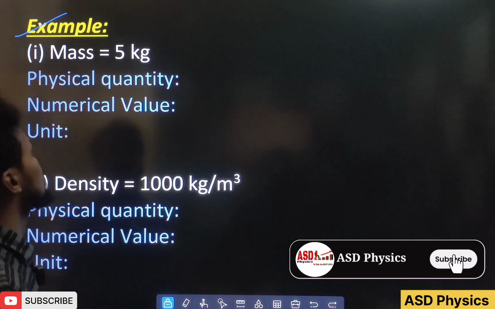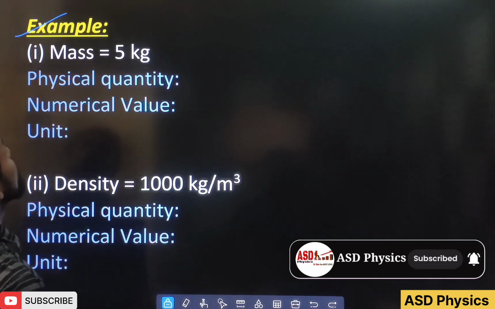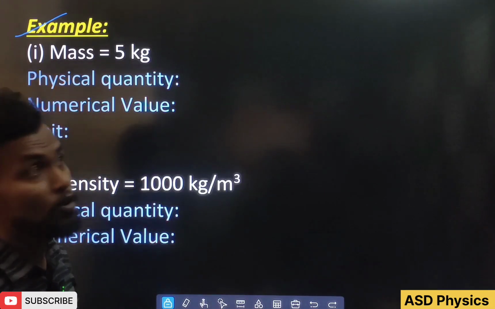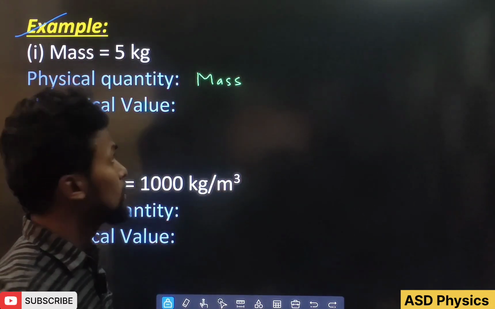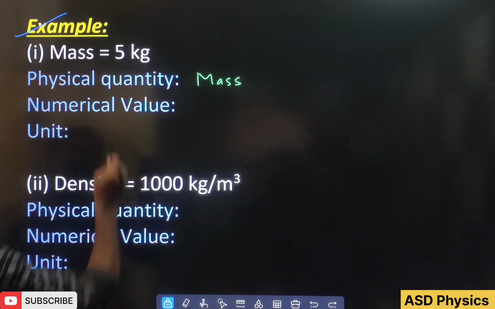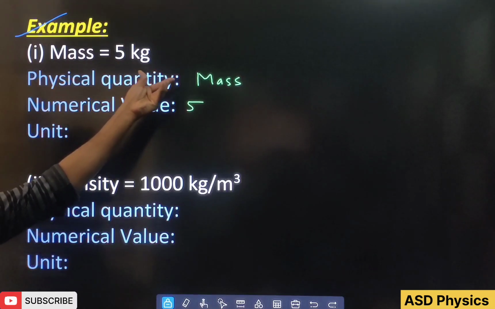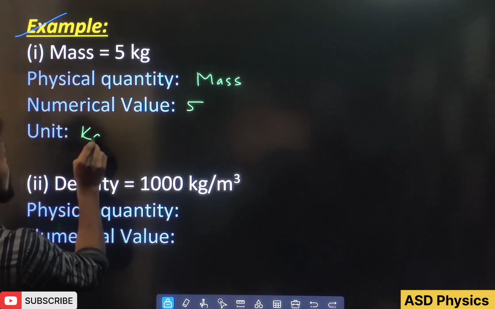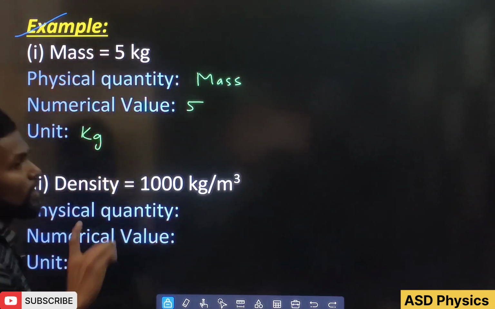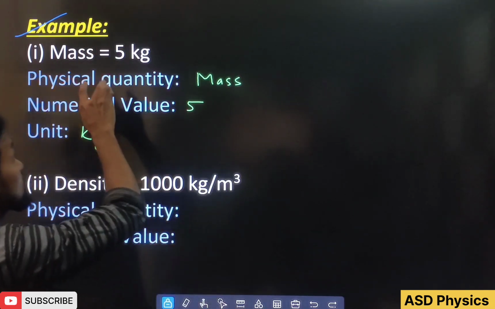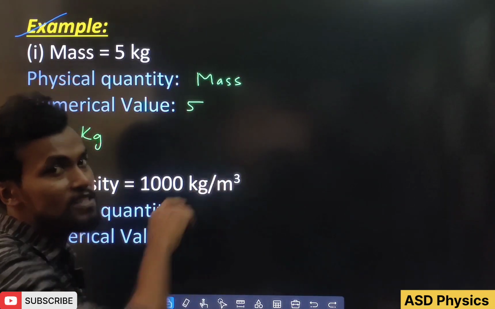If I have taken here as example mass, how much is there? I have taken mass 5 kg. So if I talk about here, what is the physical quantity? The physical quantity is mass. After that, if I talk about here the numerical value, how much is it here? 5. Similarly, if I talk about the unit in this, unit means kilogram, or we can tell kg. Okay, so this mass equal to 5 kg is giving 3 information: which physical quantity, what is the numerical value, and what is the unit. Later we will see what is the SI unit also.